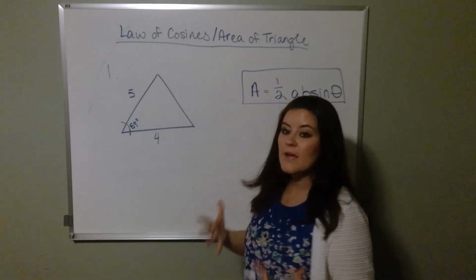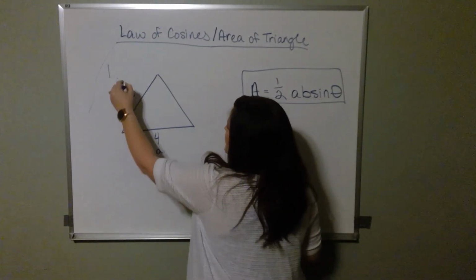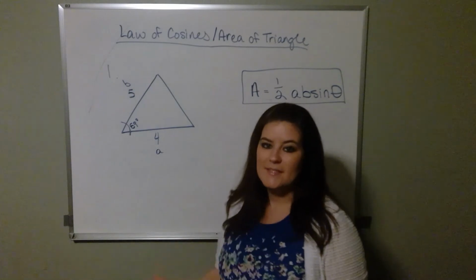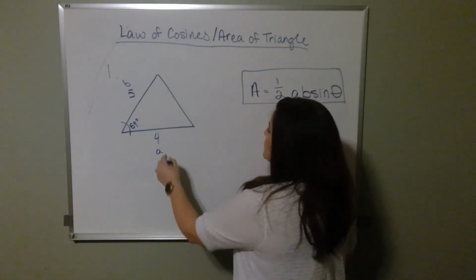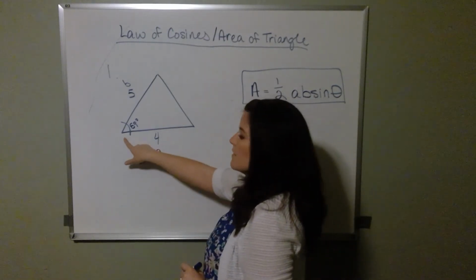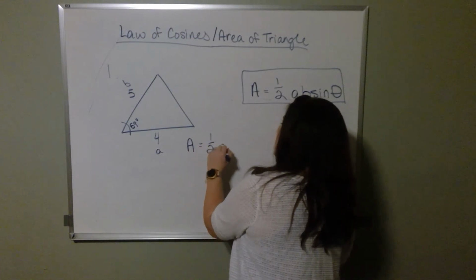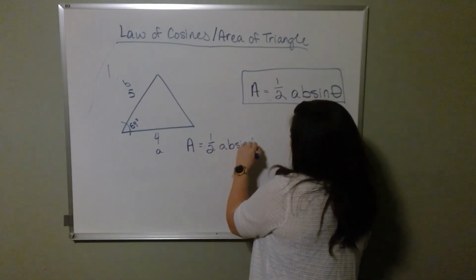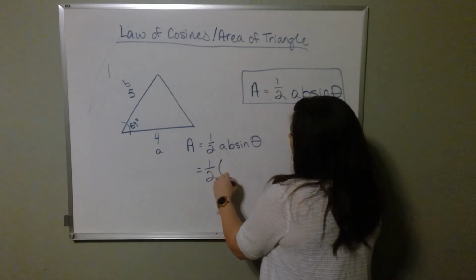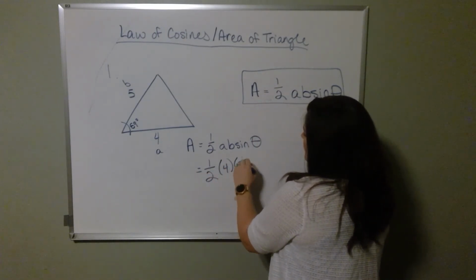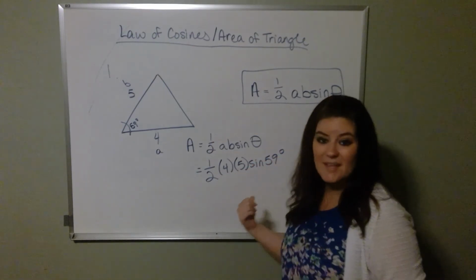All you have to do is label one of these A, label one of them B. It doesn't matter which one because you're just multiplying them. You're going to use your two sides as A and B. Theta is the given angle, and you do area equals 1/2 AB sine theta. So what we have is 1/2 times 4 times 5 times the sine of 59. And we just stick that on our calculator.